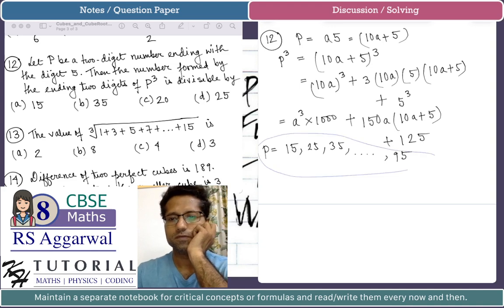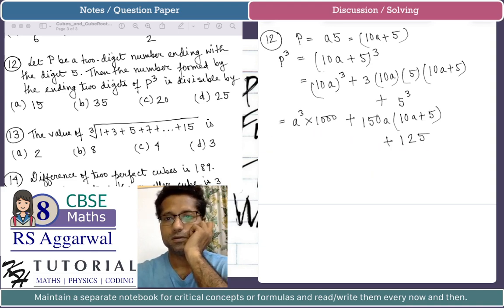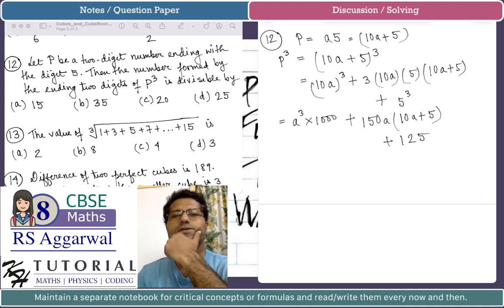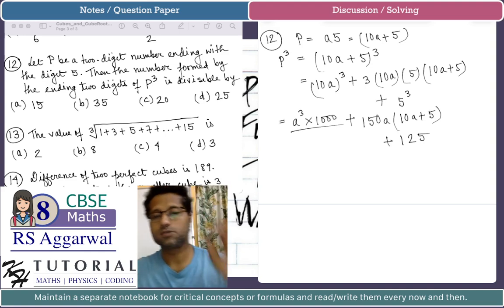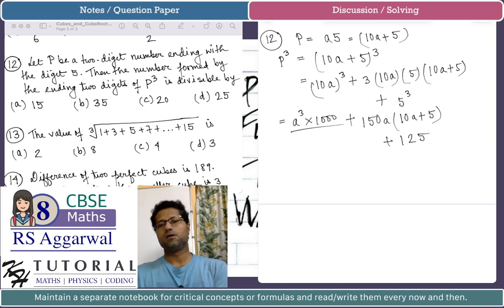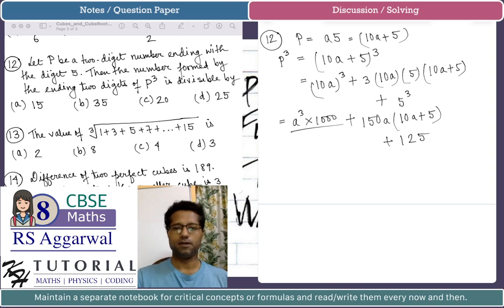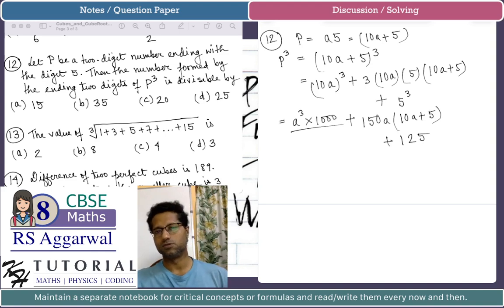This I will not do it. Now, so we have this formula: p cube is 1000a cube plus more terms. What can the two ending digits be? Definitely the two digits will not be determined by this, because the ending two digits of p cube cannot be determined by a cube into 1000, because that number ends with three zeros. So that will not determine the two ending digits of p cube.